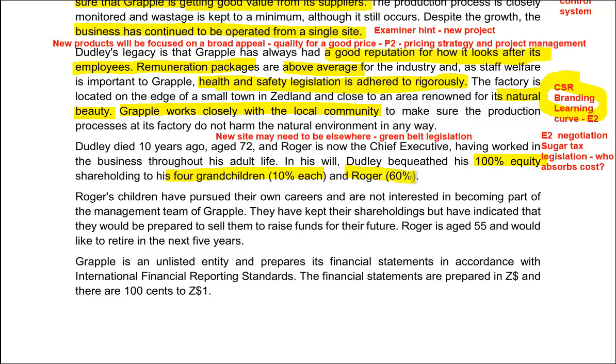And as I scan through the next bit of the page, we can see that the children of Roger, so the grandchildren of Dudley, who have 10% each, pursued their own careers and are not interested in becoming part of the management team. So this suggests to me that they are open to selling their shares, perhaps on a listing or to a merger with a rival company, that kind of thing. So again, we have that possibility of a listing. And as I've just seen here, Grapple is an unlisted entity. So we link these two things together, suddenly a listing looks like a real opportunity.